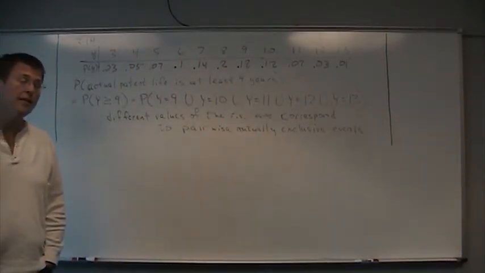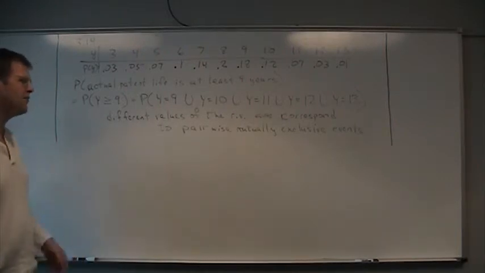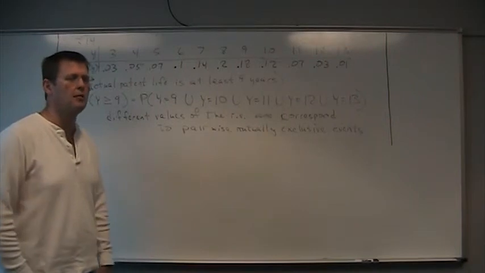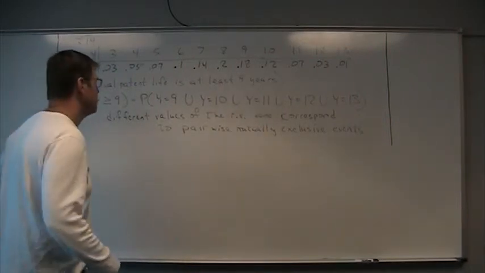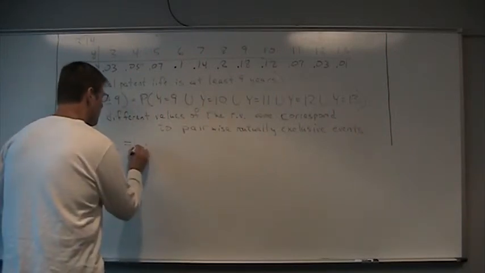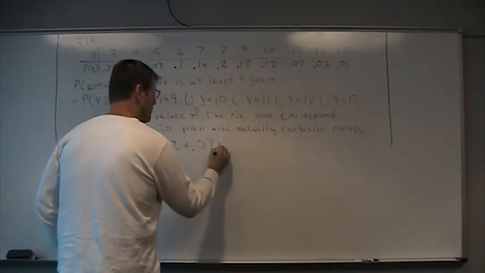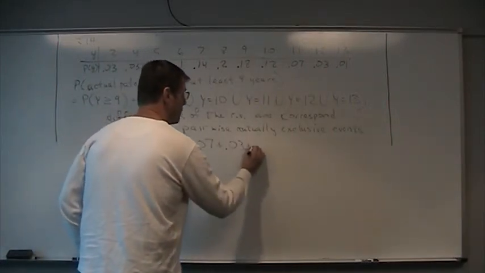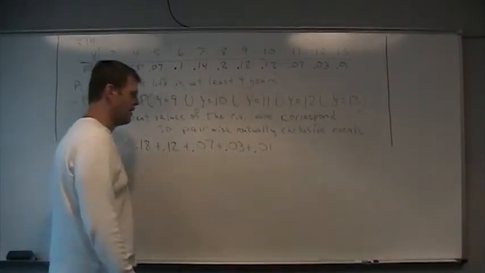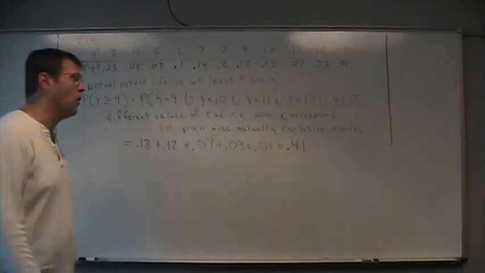And so when we're doing this, in order to get this probability, you go back to the third axiom, all we have to do is add up the corresponding probabilities in this table. So in this case, we've got 0.18 plus 0.12 plus 0.07 plus 0.03 plus 0.01. If you add all of this up, you get 0.41.